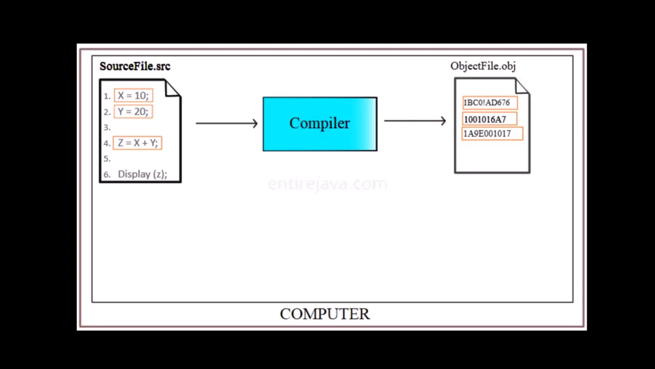So the compiler translates your source code in one go and notifies all the errors it finds in the end. Once the compiler certifies that your code does not have any bugs in it, your computer will go ahead and run the program and display the output as 30. Okay, good.